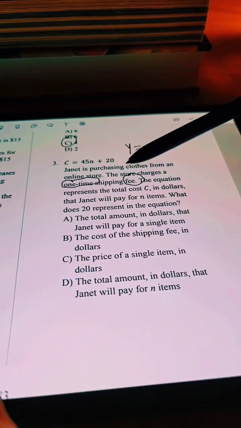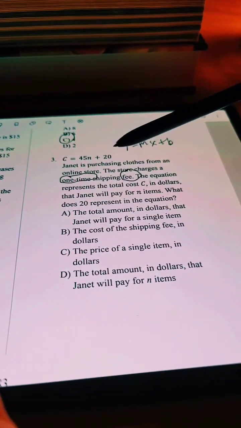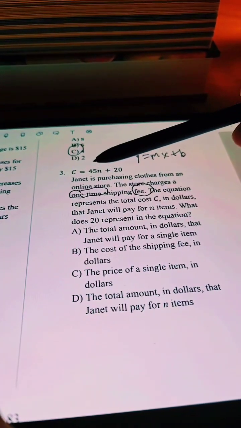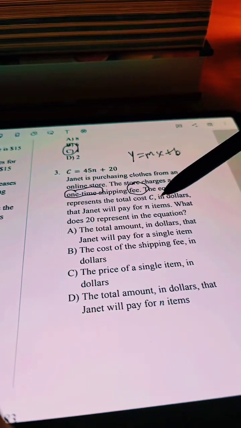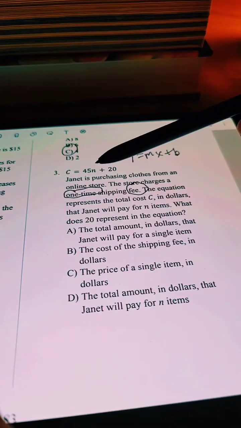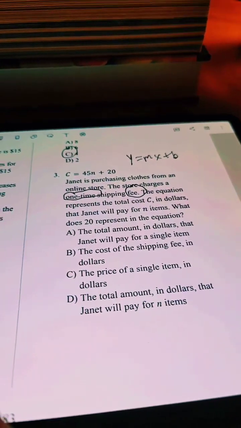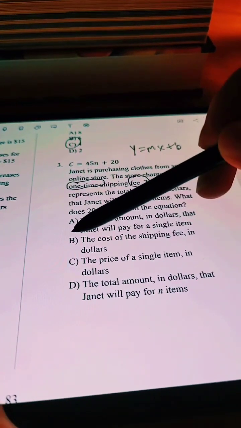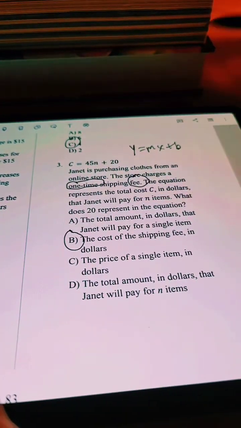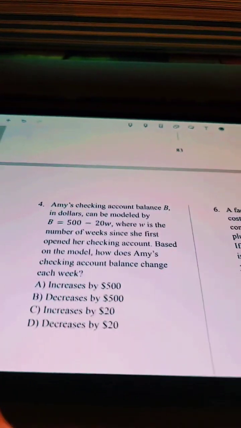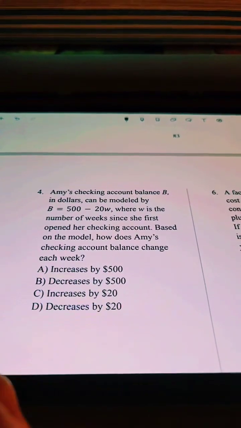So in this situation, that's going to be the one-time shipping fee, the 20, because think about it, it's $45 for each of the n items, and then you're going to add on the shipping fee of $20 to get the total cost. So that's the cost of the shipping fee in dollars. Okay, so let's go to number 4.